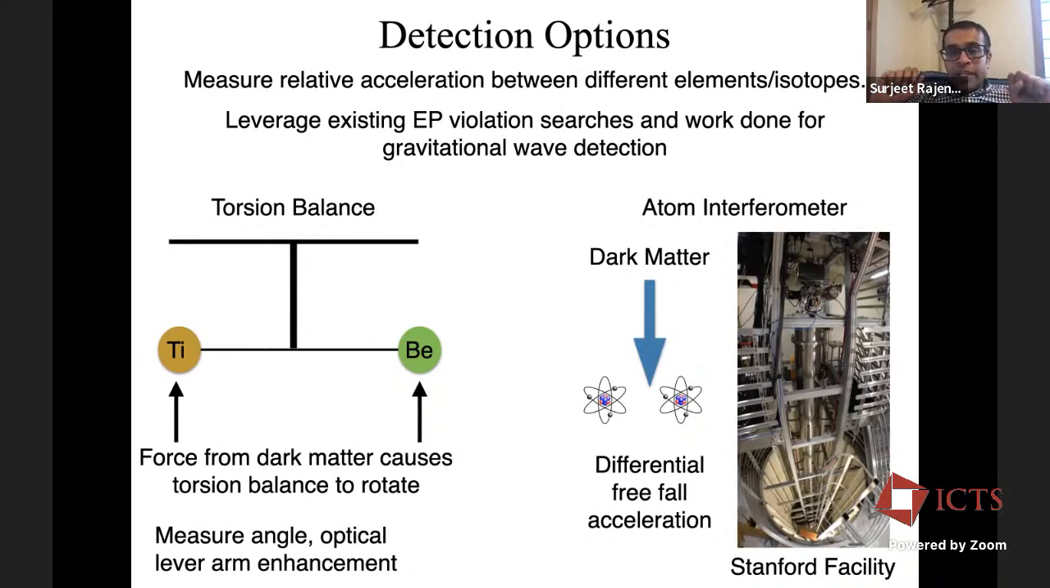So what one can do is, for example, take a torsion balance where I've got titanium and beryllium. And the dark matter now comes in, and it can exert a differential force on titanium versus beryllium, for example, because titanium has a different amount of neutrons than, say, beryllium, which then causes a differential rotation between the two of them. And that causes its angle to twist. And that twist is something one can actually go and measure.